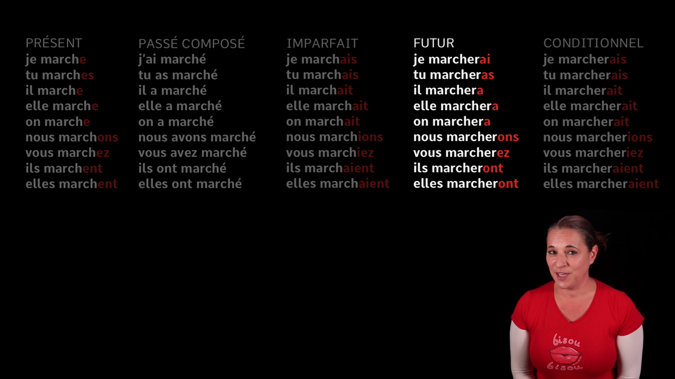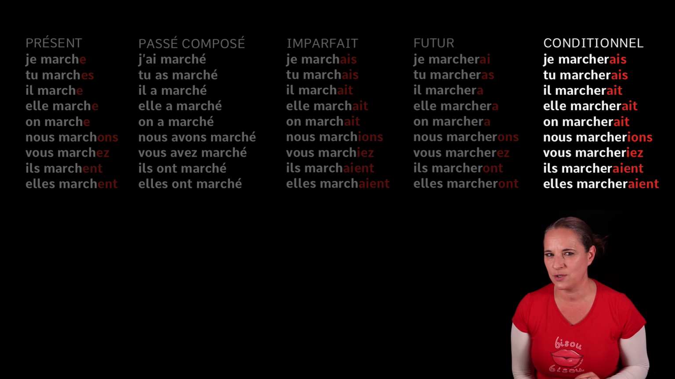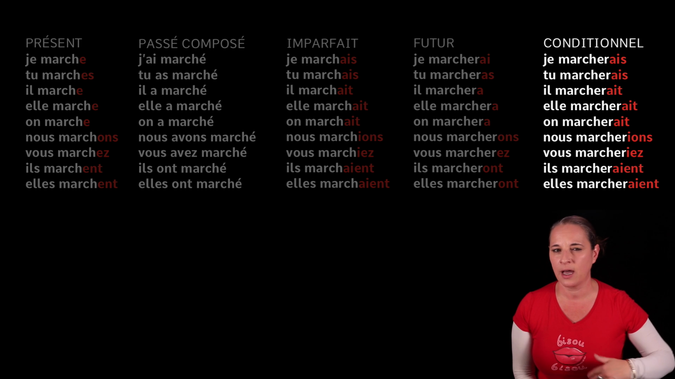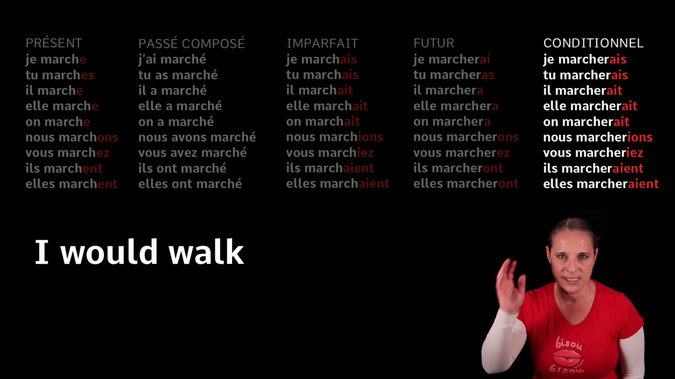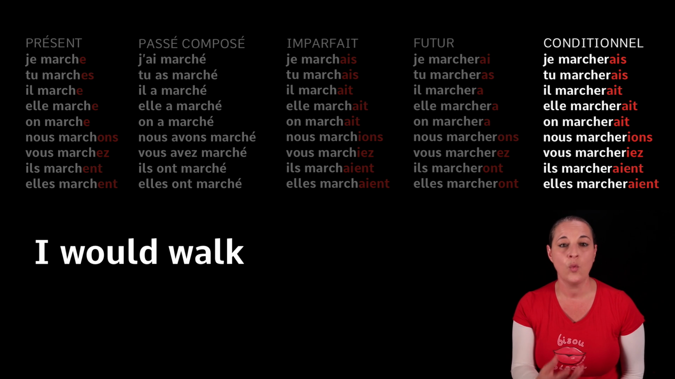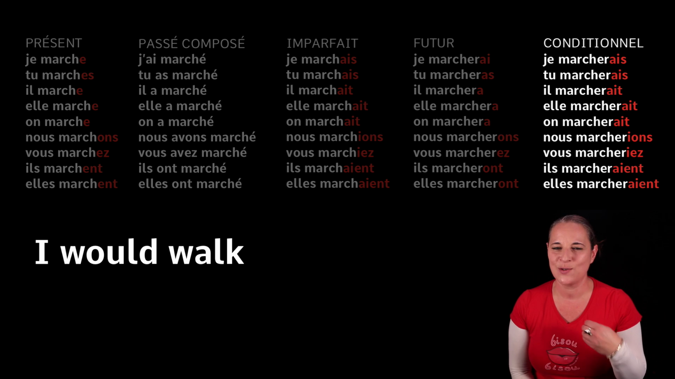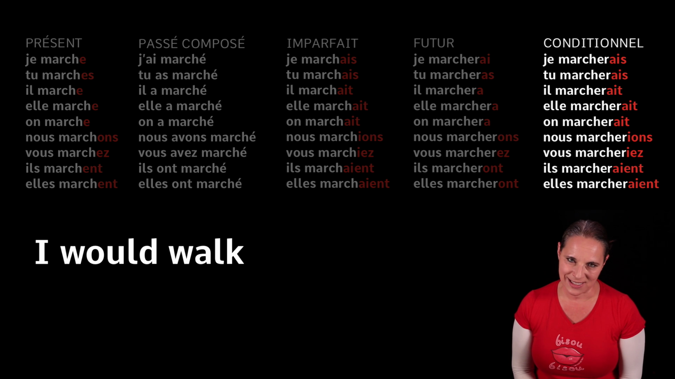Now, to finish and to compare it next to each other, it becomes so much clearer when you have the whole chart, okay, and you compare it next to each other. What does the conditional look like? The conditional means that we are about to learn how to say I would walk, okay? And just like the future tense, there is no such thing as will or would in French. So, how do we do it in French? Well, we add special endings.